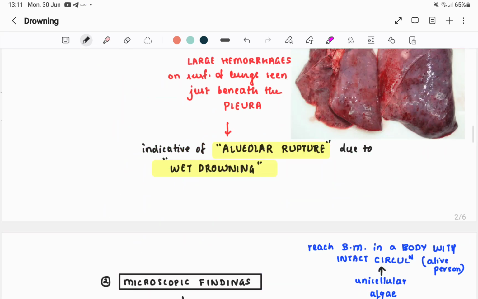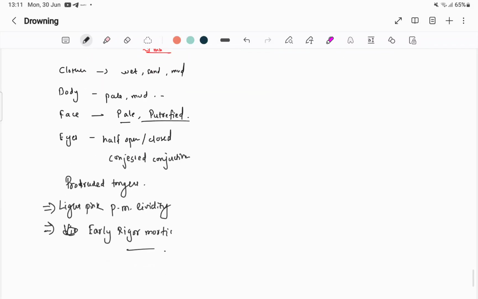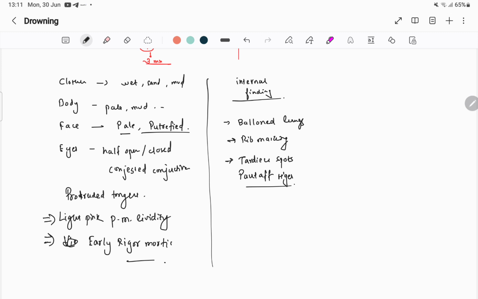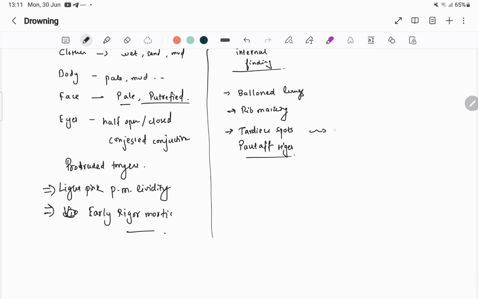Internal findings. What are internal findings? I told you earlier, let me make a summary. Ballooning of lungs, ballooned lungs. There will be rib markings. Tardieu spots and Paltauf hemorrhage. The Tardieu spots are spot-like tiny ecchymotic hemorrhages over the subpleura, and Paltauf hemorrhage is basically large areas, mottled red-gray areas. Tardieu spots are just spotty hemorrhages.